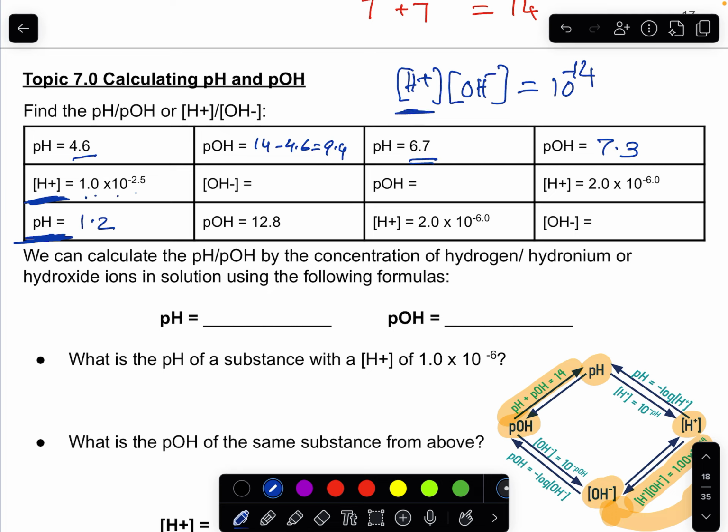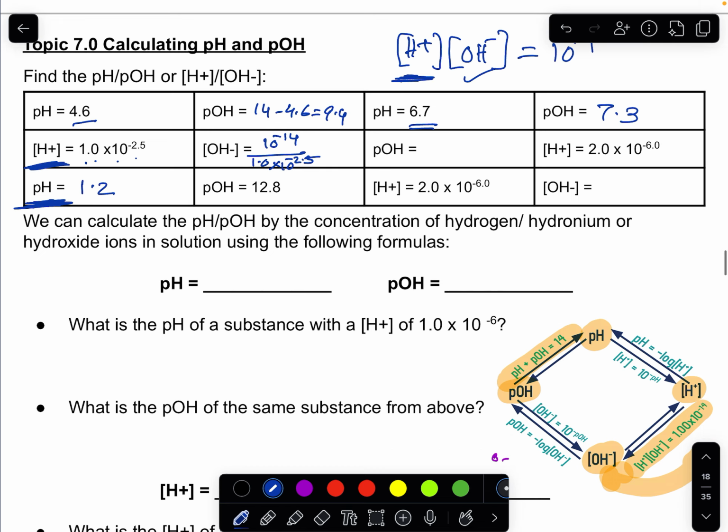That means this value is given, right? We are going to find OH minus. So you are going to divide 10 to the power of negative 14 by 1. If it is 1, you don't need to put that into the calculator. Do you need a calculator here? Maybe. Okay, so you don't actually need one.